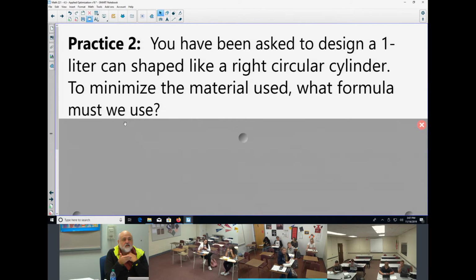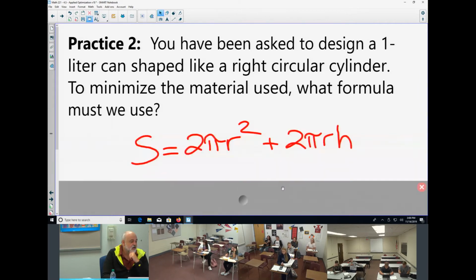You would add that to the area of the top and bottom. And so, what's the formula for the area of the top and bottom of a can? Pi r squared. And so you got 2 of those, okay? So 2 pi r squared, so this is the top and the bottom of the can. 2 pi r h, that's the area around the can, okay?